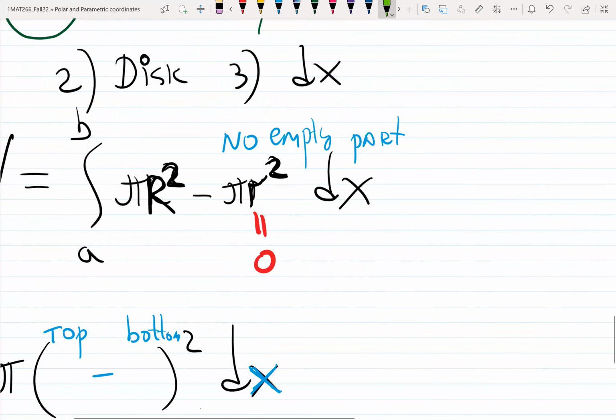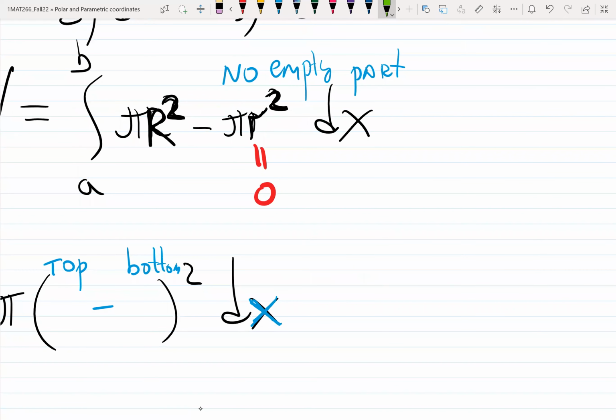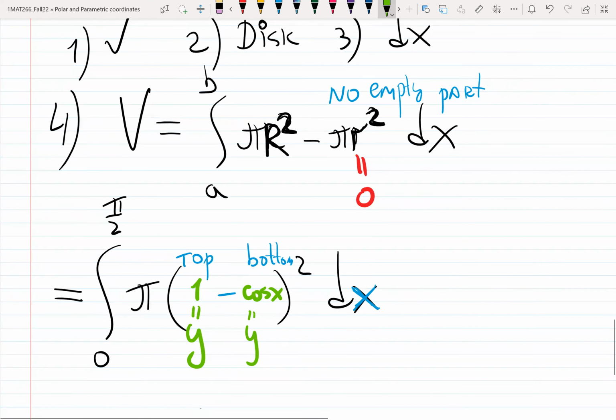Let me write down and ask you if you're getting this. y equals 1 minus y equals cosine x, top minus the bottom, and all of this is squared. What do you think about this? Can you build this integral?